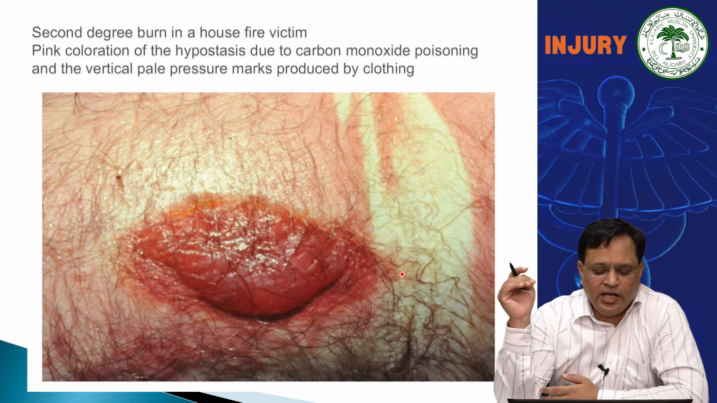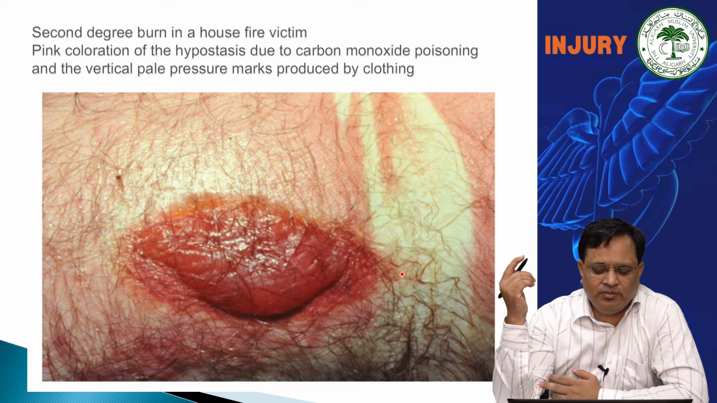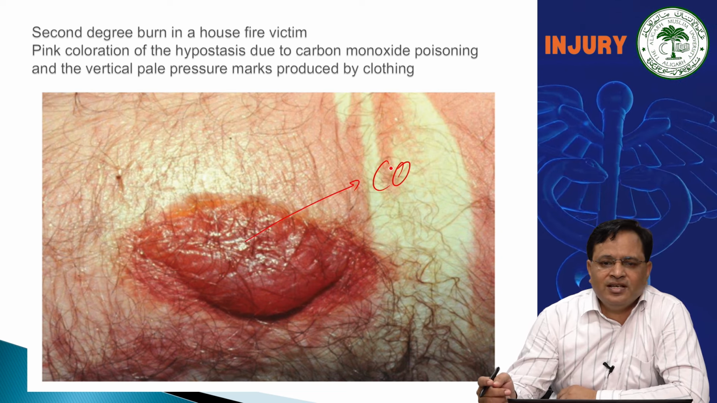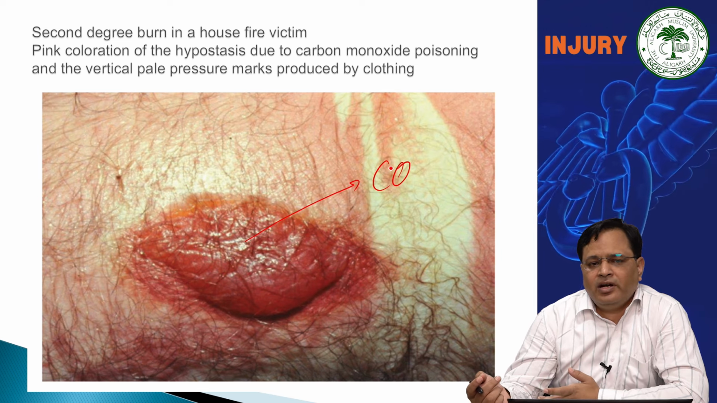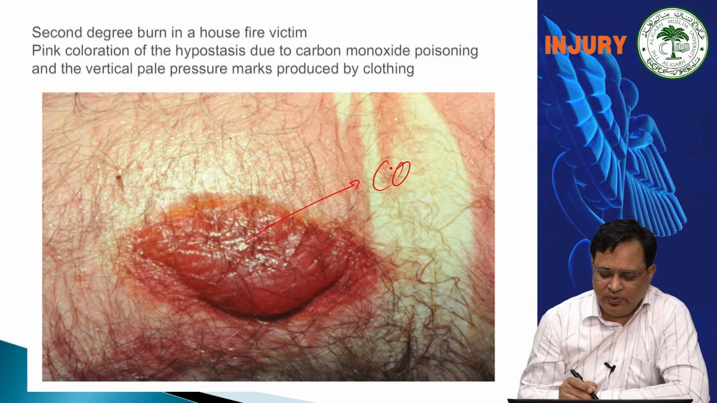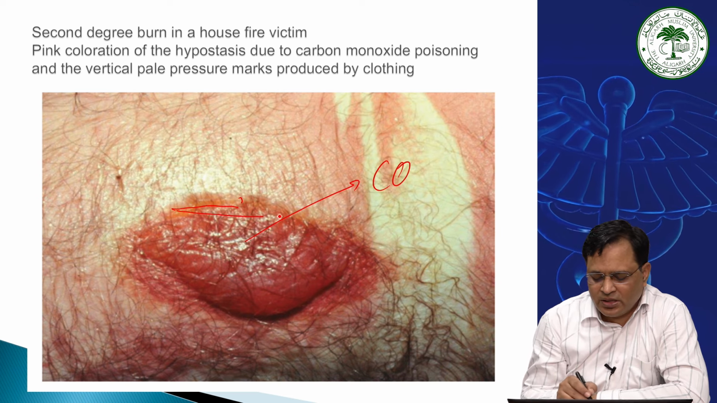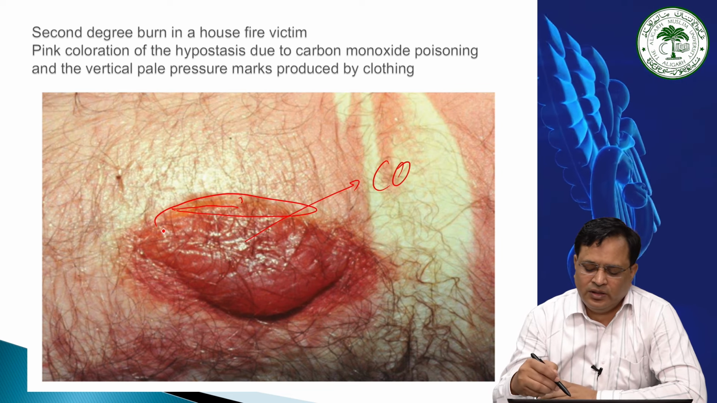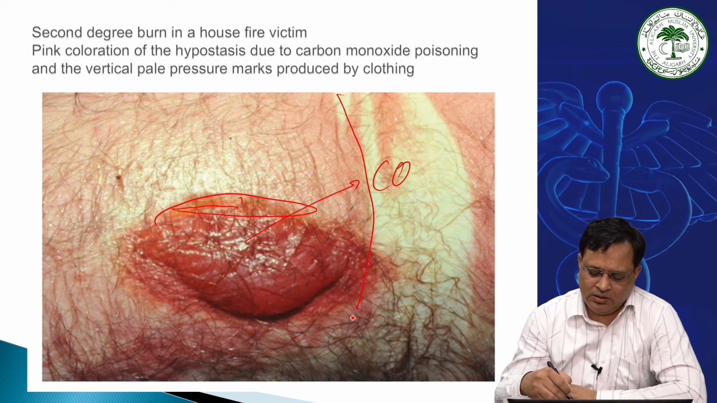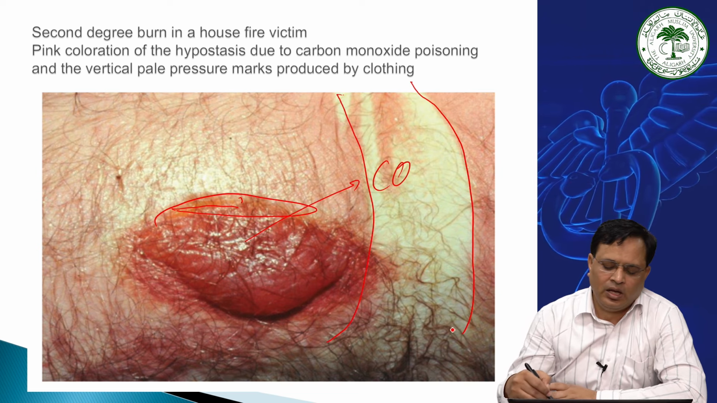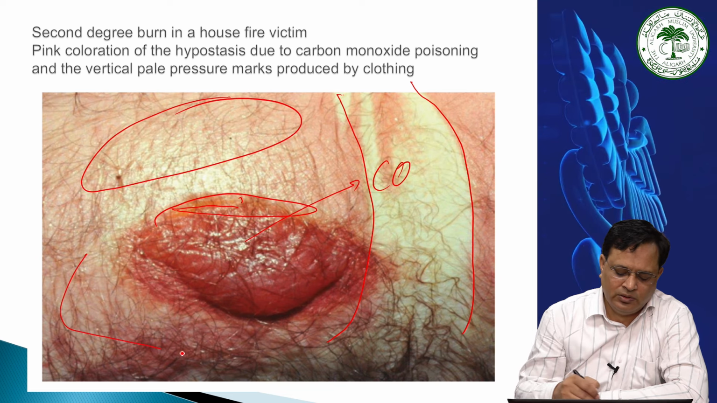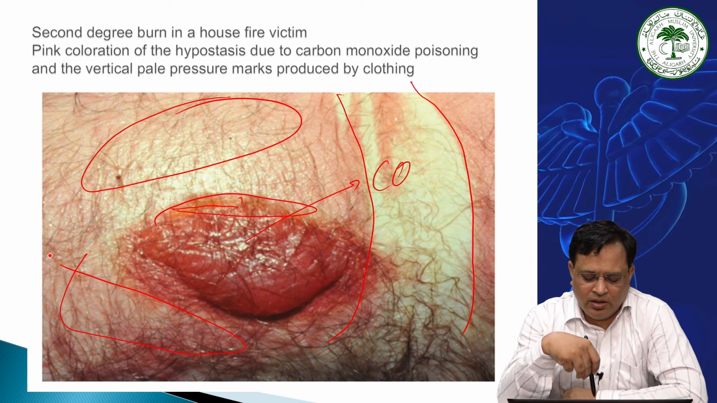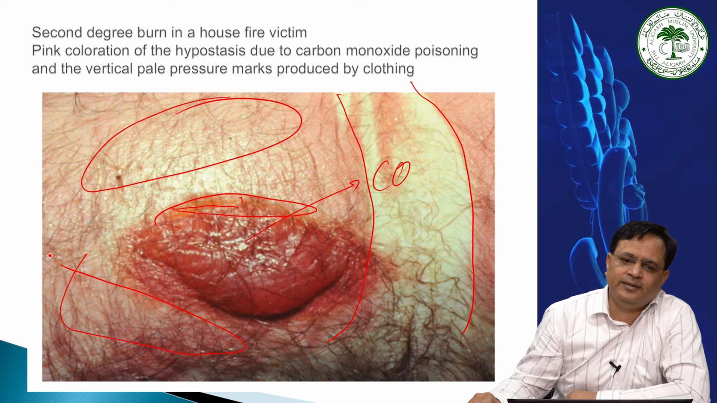One of the second degree burns in a fire house victim shows pink coloration because of carbon monoxide and hypostasis due to carbon monoxide poisoning, and the vertical pale pressure marks produced by clothing. This is the pale pressure mark, that is because of the clothing, and these are the pink areas, also because of the carbon monoxide poisoning, and there is a chance that hot air injuries can cause that injury.